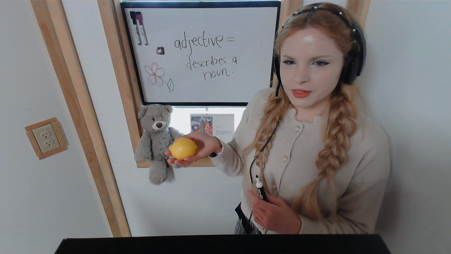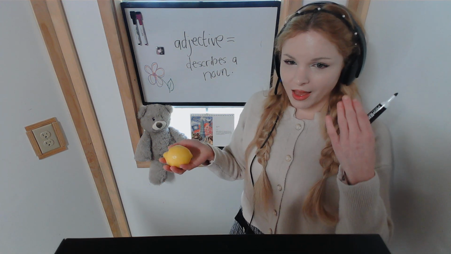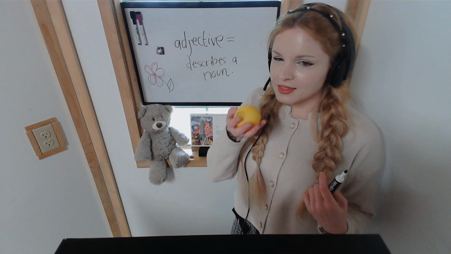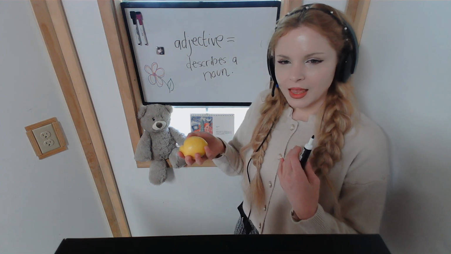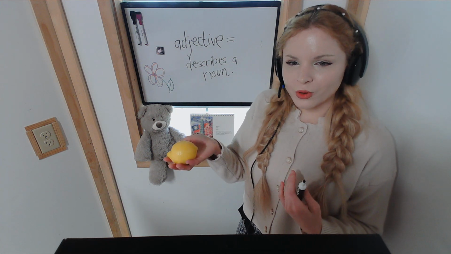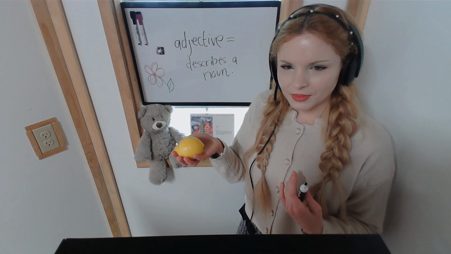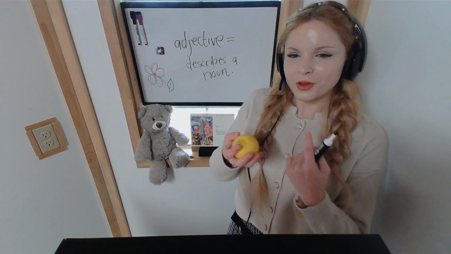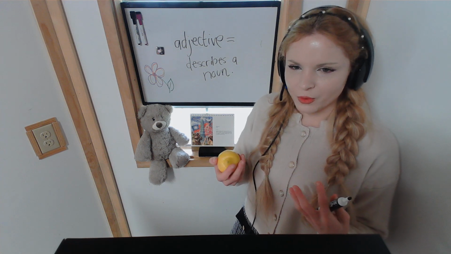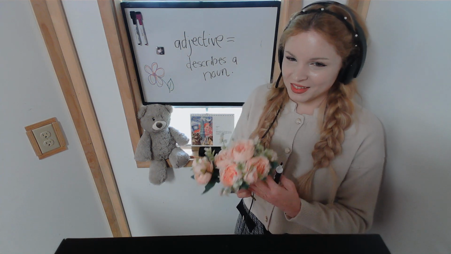How else can we describe this lemon? I see the lemon with my eyes, and it is yellow. Right. I taste the lemon with my tongue, and it is sour. So, this is a sour lemon. It is a yellow lemon. I taste the lemon with my tongue, and it is sour. It tastes sour. So, do you think that these flowers would taste good?